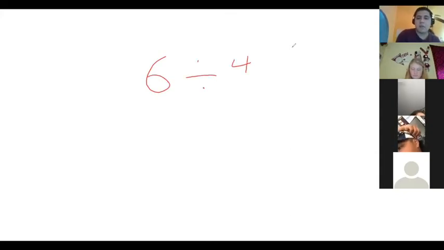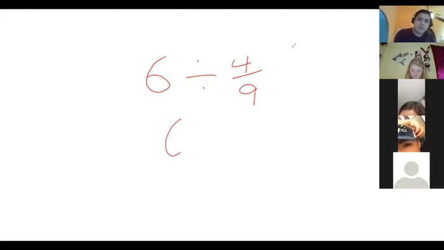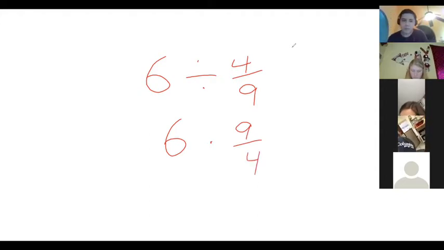Now let's say we have 6 divided by 4/9. Right? 6 divided by 4/9. So if we turn this into a multiplication problem, it should be 6 times what? 9/4. 9/4. And remember, we said yesterday, it's part of our invisible math.